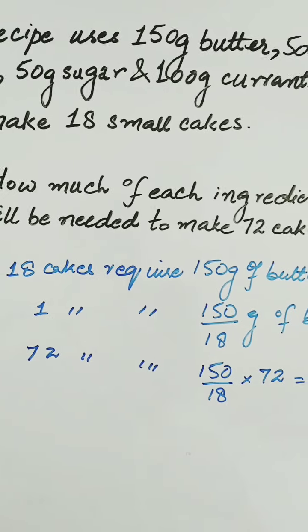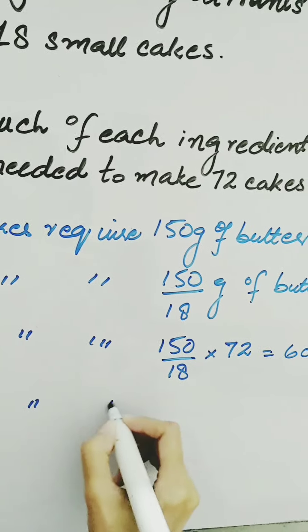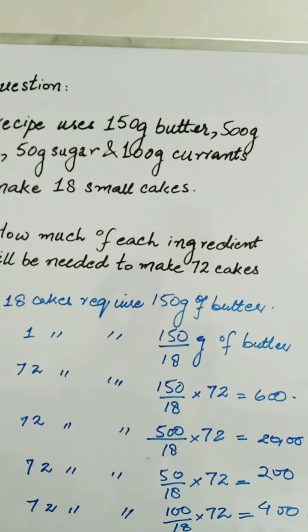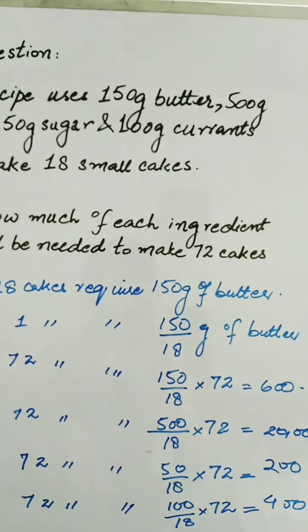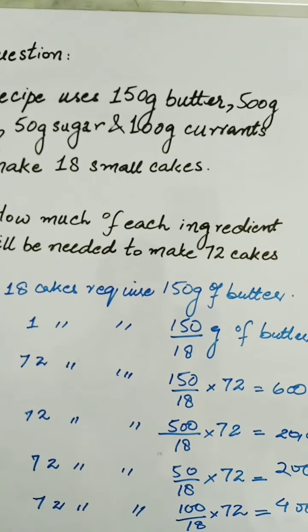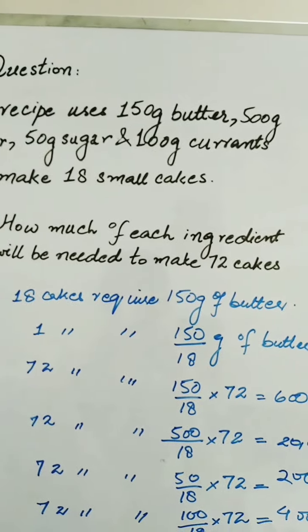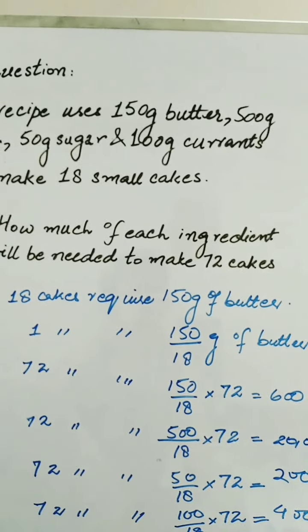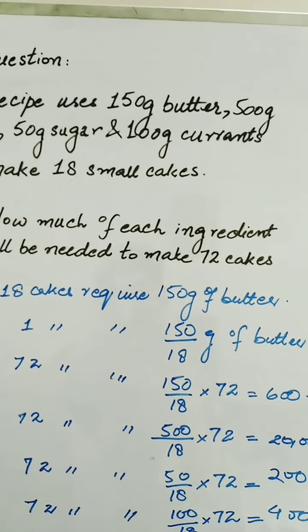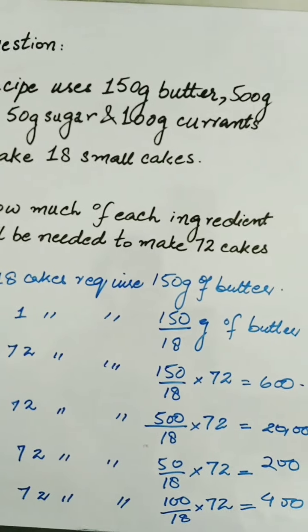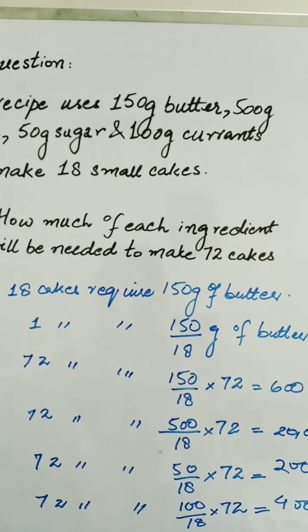Similarly, we will find out the rest of the ingredients. For flour it is 500 divided by 18 into 72, which means 2000 grams of flour, and for sugar we divide 50 by 18 and multiply by 72 and we get 200 grams of sugar, and similarly 400 grams of currants. In this way we have solved this part of the question.